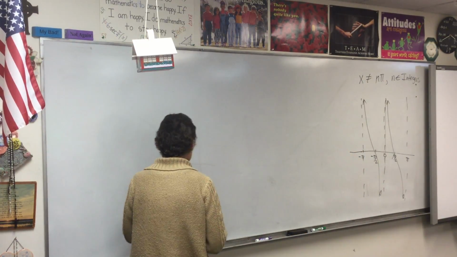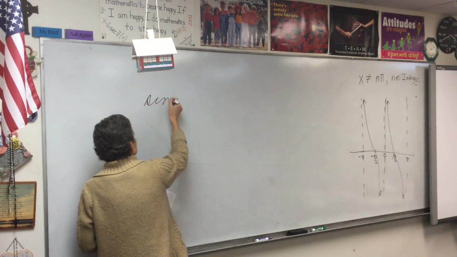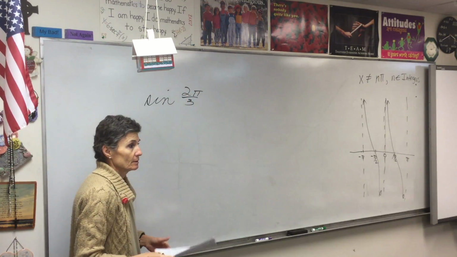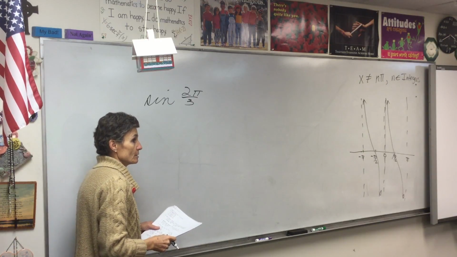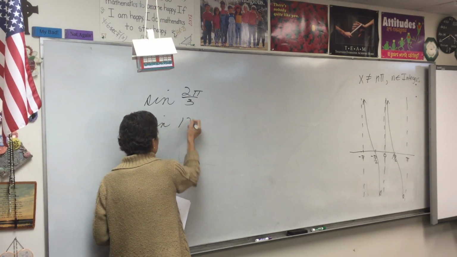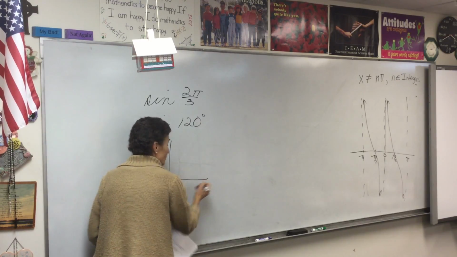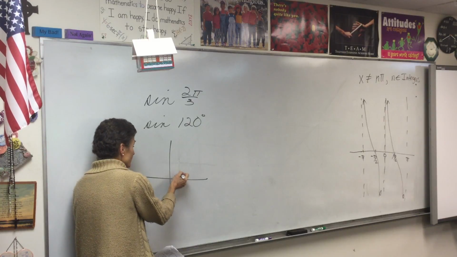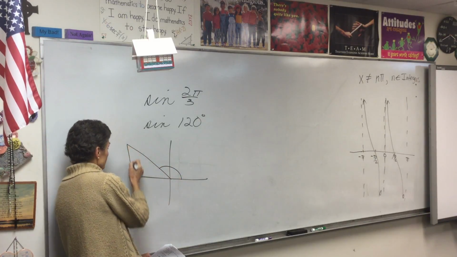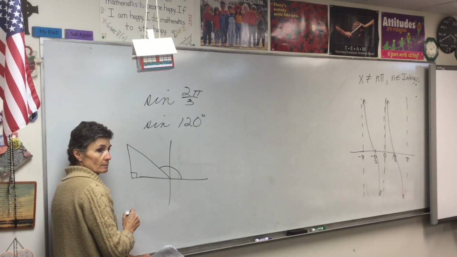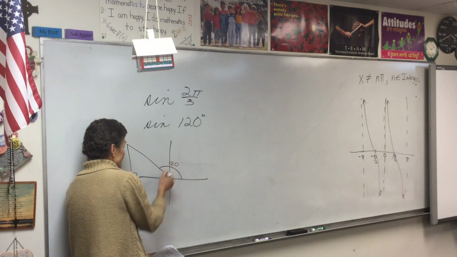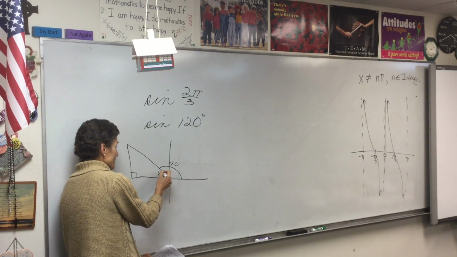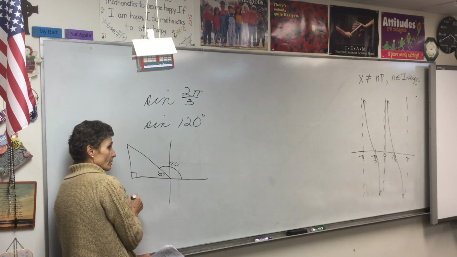So what's going on here? The sine of 2 pi over 3. You should be so good at these now. Sine 2 pi over 3. Change it to degrees, so that would be 120. Right? And where's 120? Over here. This is the important angle right here. How big is it? 60.